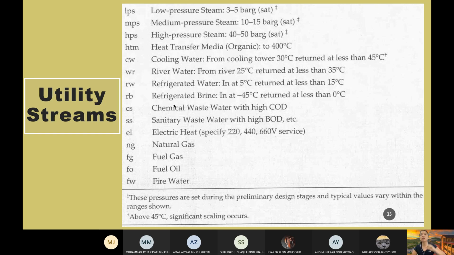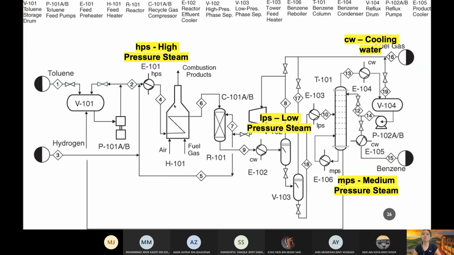So streamline, after you have adjusted everything, then you add the streamline, then add the stream number, then number and name your equipment. So by right, that's the normal sequence that people will do.